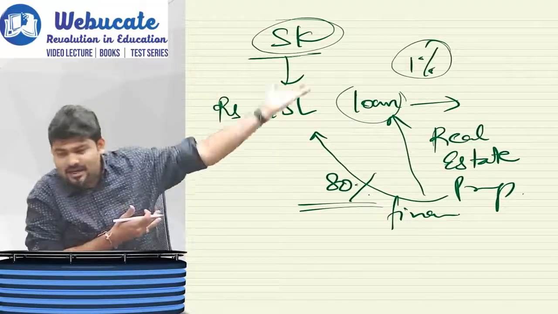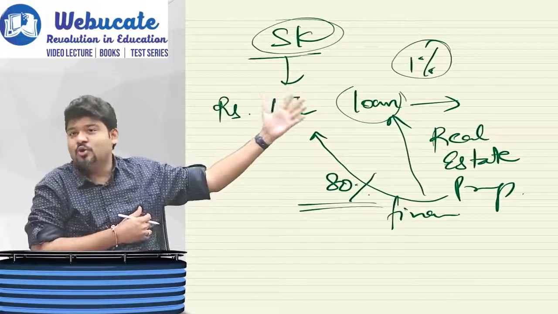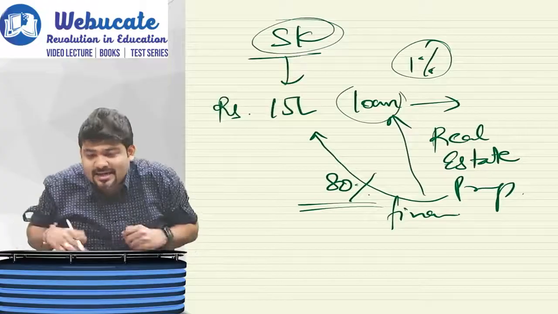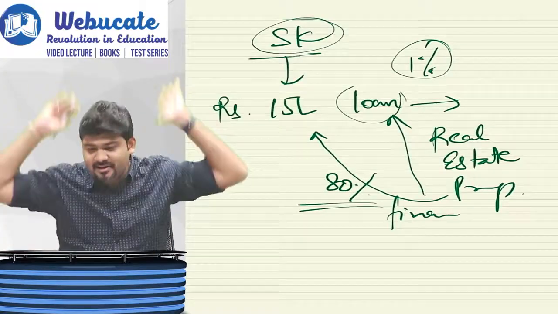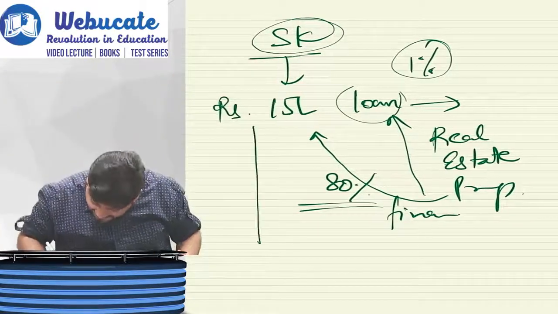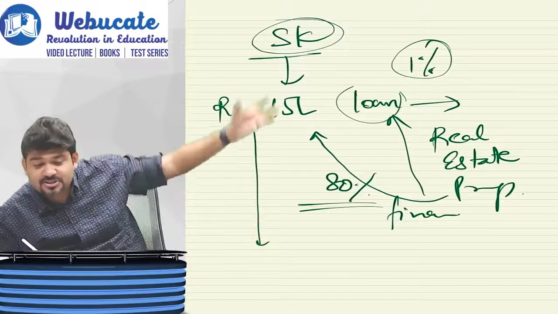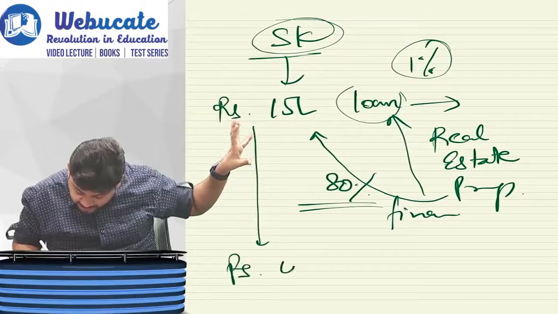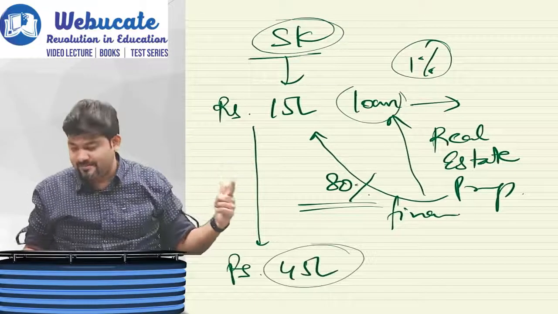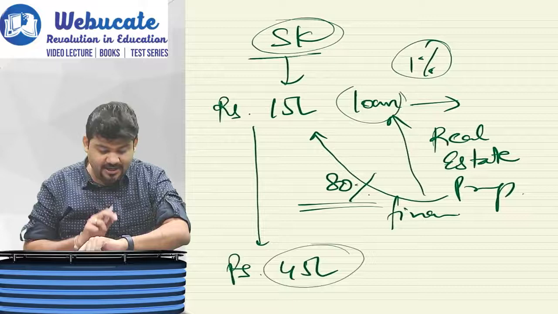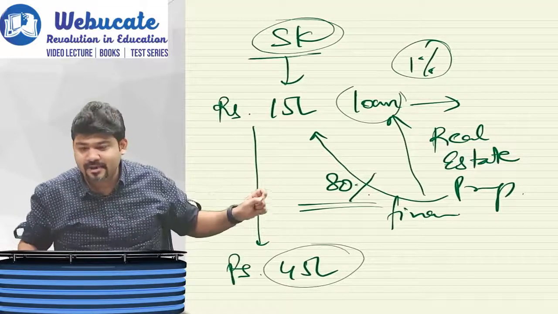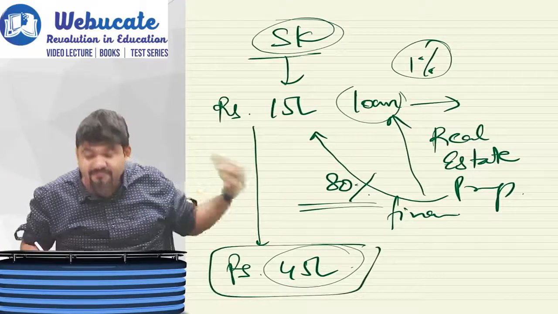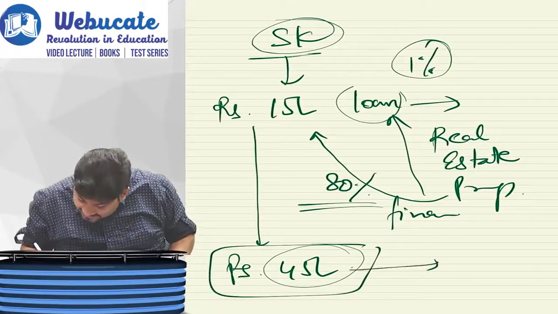As Sankalp is taking a loan, can I say it is a no-brainer? Everybody else in Japan will also start doing it, because they are getting loans at a cheaper cost and they will start building their real estate properties. As a result, the demand for real estate shot up immediately, and this 15 lakh became 45 lakh in no time.